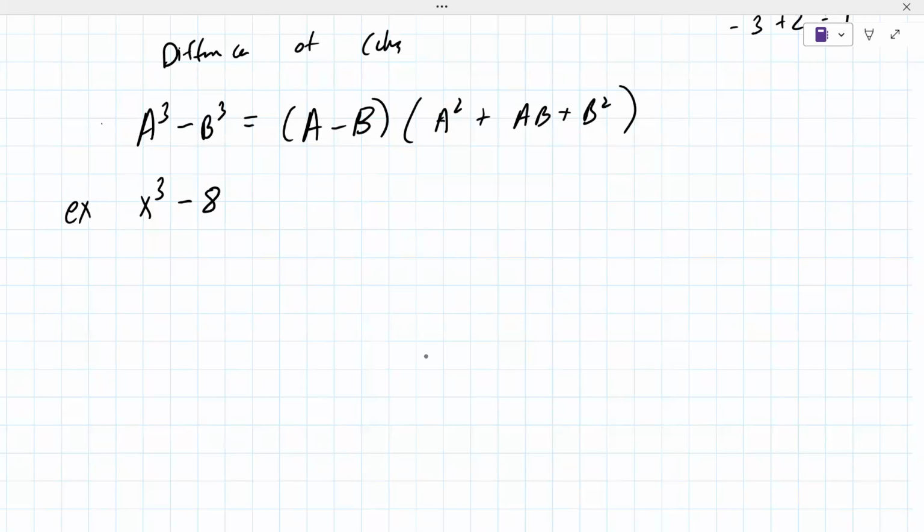So the goal here is you have to turn it into something cubed minus something cubed. So the first one's not too bad. It's just x. X to the power of 3 is x cubed. But what do you put here such that when you multiply it by itself 3 times, you get back to 8? It's a number.